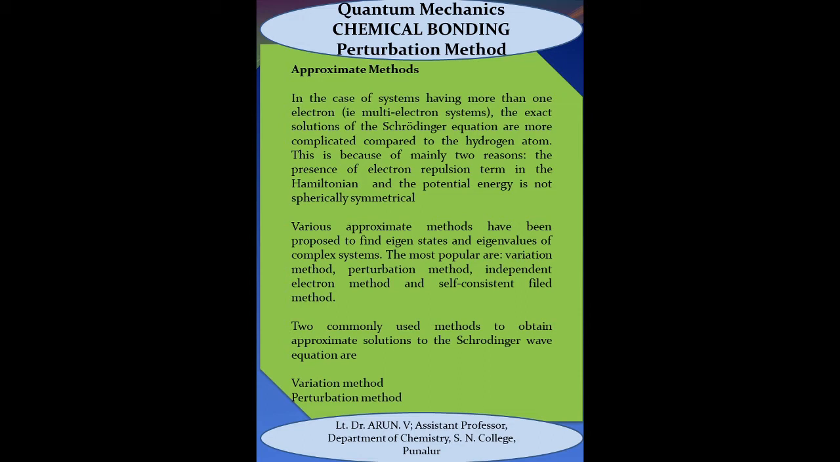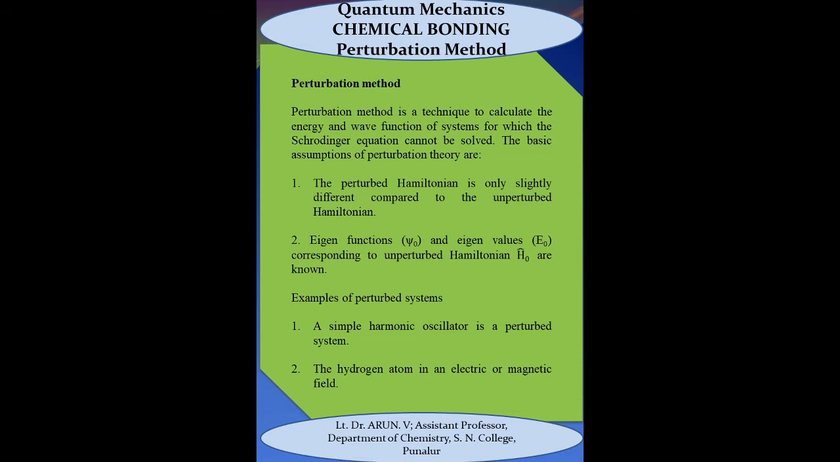The most commonly used approximation methods are variation method, perturbation method, independent electron method, and the self-consistent field method. Among these, the most commonly used are variation method and perturbation method. Let us discuss what is perturbation method.